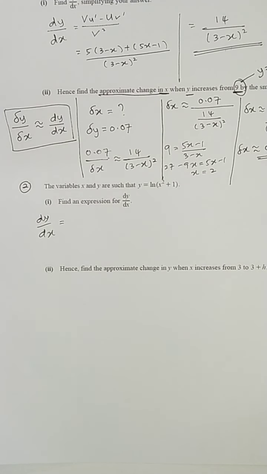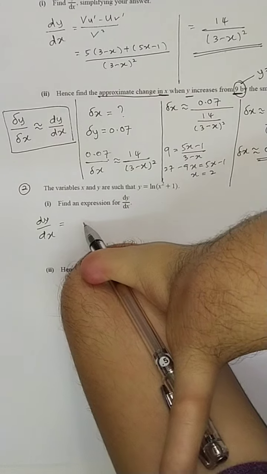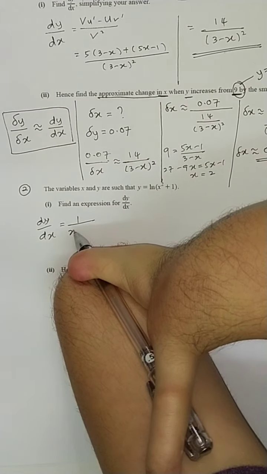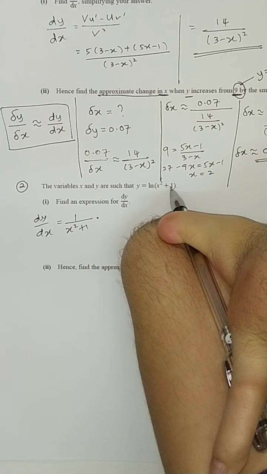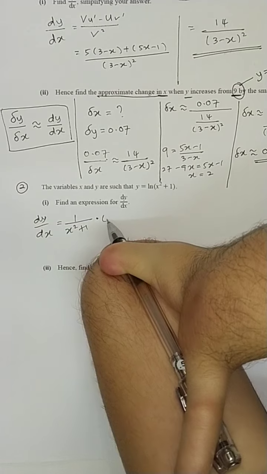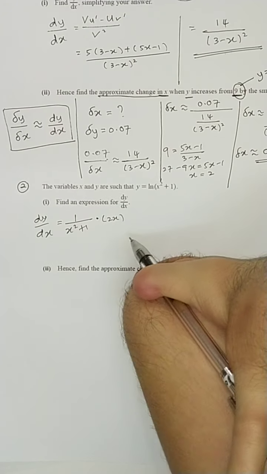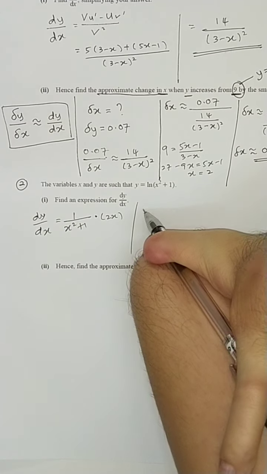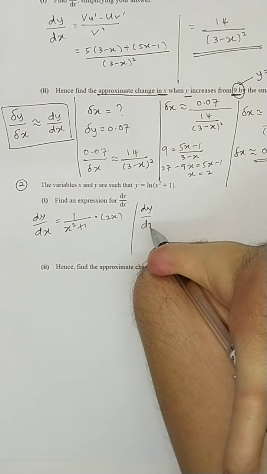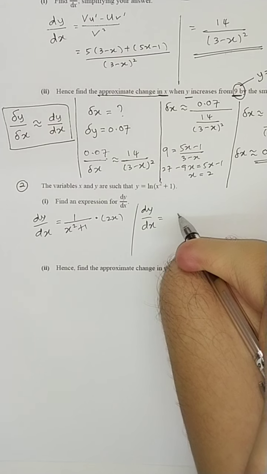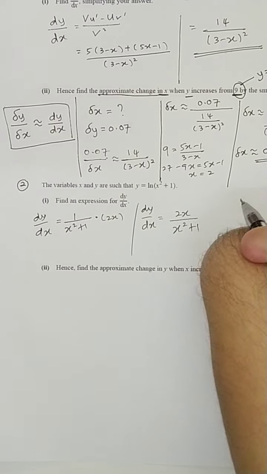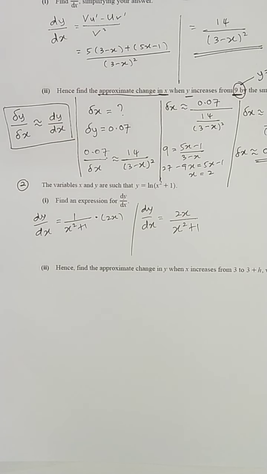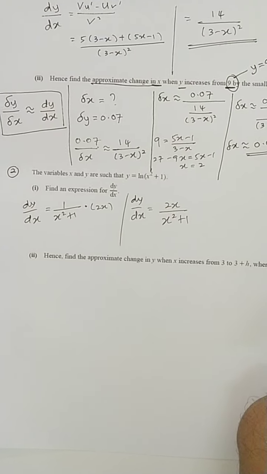Hopefully you still remember how to differentiate the ln function. So it's going to be 1 over x squared plus 1, multiplied by the derivative of x squared plus 1 inside, and you will get 2x. Then simplify, so your final answer: dy over dx is equal to 2x over x squared plus 1. Settle. So that is our dy over dx. Okay, now the next part.